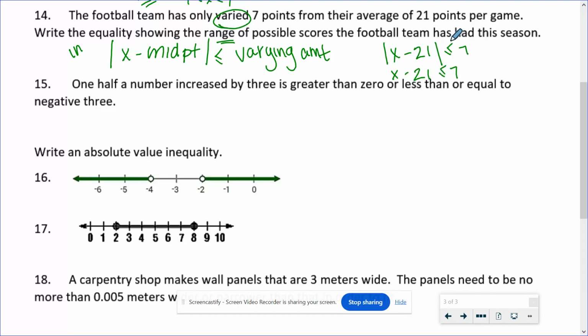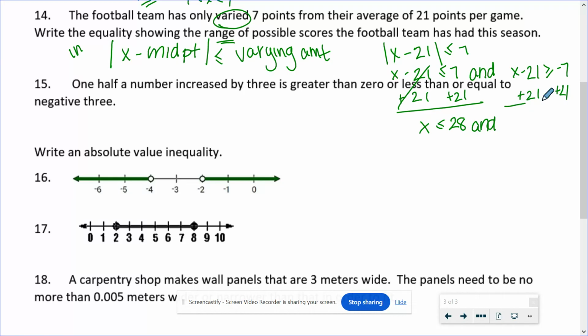We know that the absolute value is less than, so it's an and type. So we're going to have two choices, two ranges, I should say. So let me solve these. Notice that I did reverse my inequality sign and made it opposite over here. So one answer is all of the numbers less than or equal to 28, and x is everything greater than or equal to, and this would be 14 here, all of the numbers greater than or equal to 14.